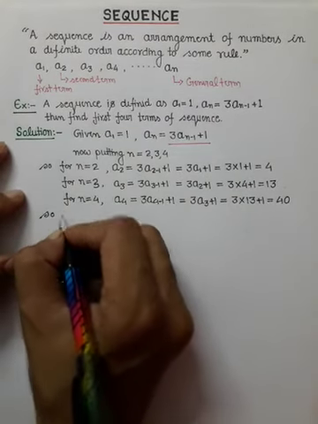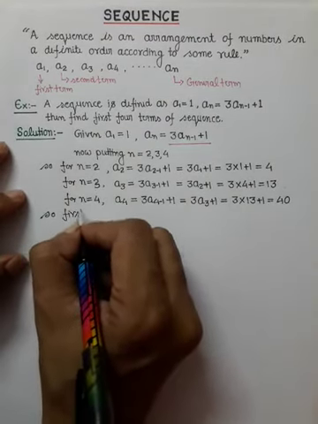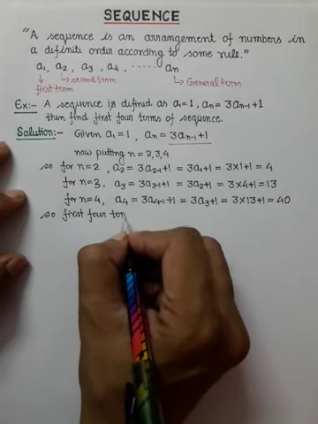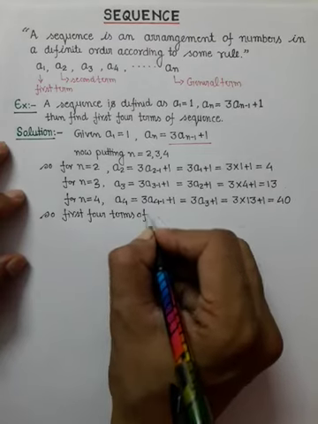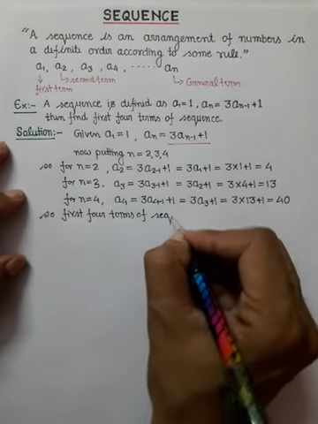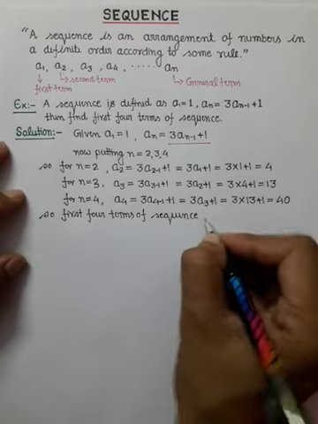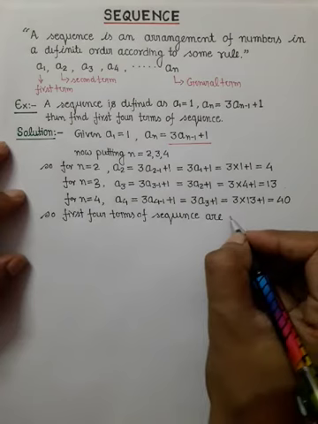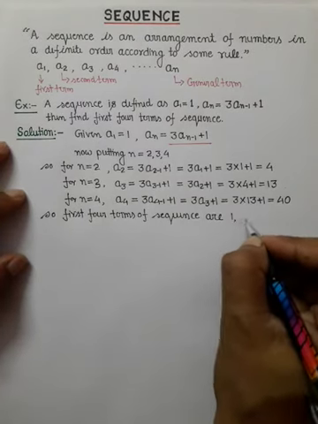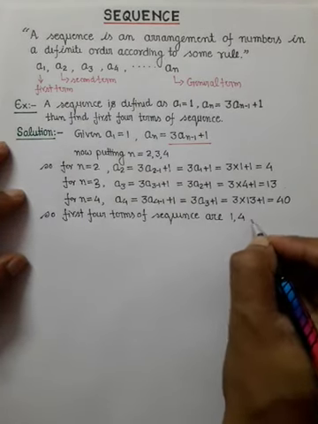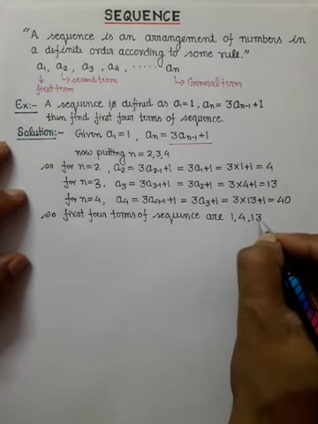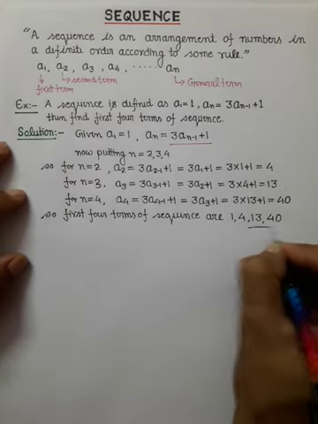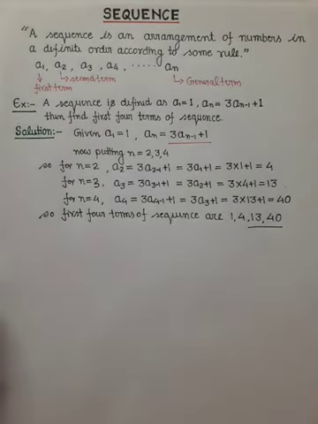So first 4 terms of sequence are, these are given as, first term is already given, that is 1, second term is 4, third term is 13 and fourth term is 40. So these are the required first 4 terms of given sequence.